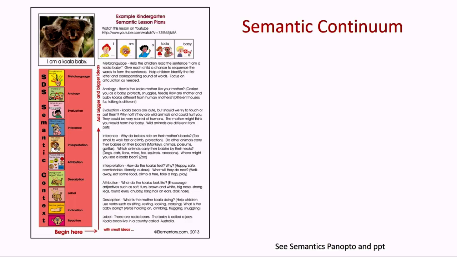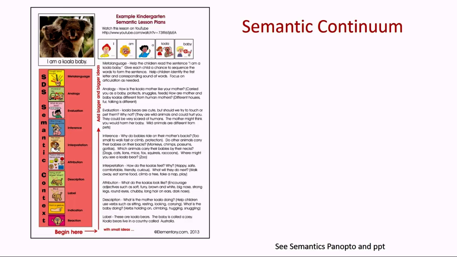Attributions. So you're looking now at some characteristics beyond just labeling and describing. So you're looking at some of the characteristics. So when you look at the koala bears, well, what do they look like? Encourage adjectives such as soft, furry, brown and white, big-nosed, strong legs, round eyes, chubby, long hair on ears, dark noses. So it's language that goes more into adjectives and adverbs that start giving attributes.